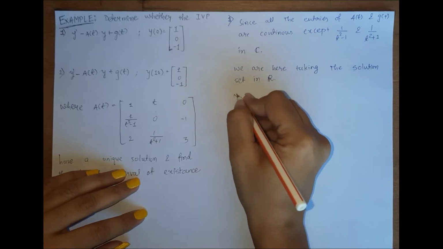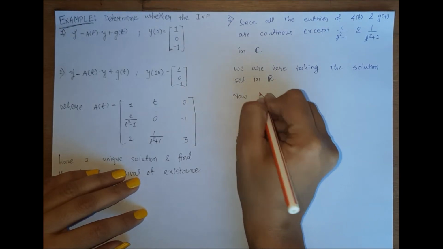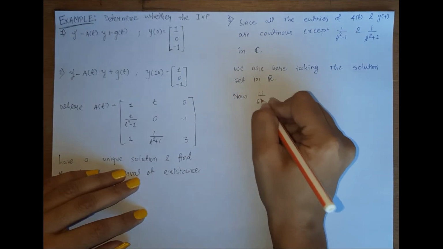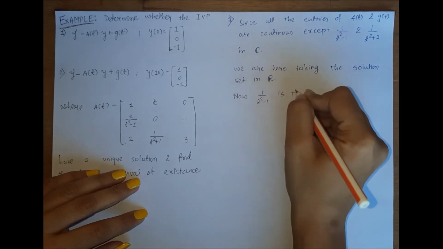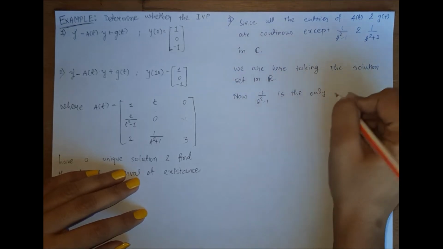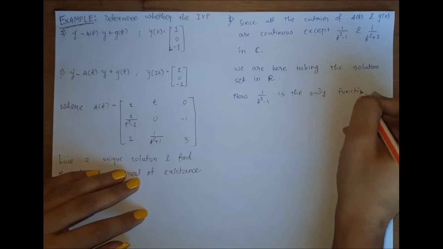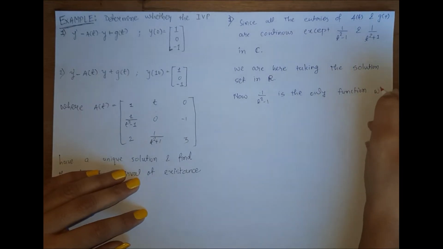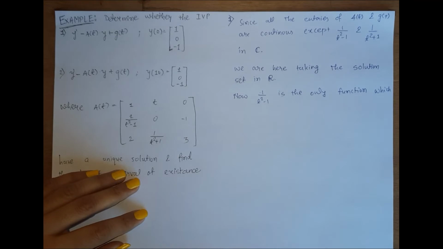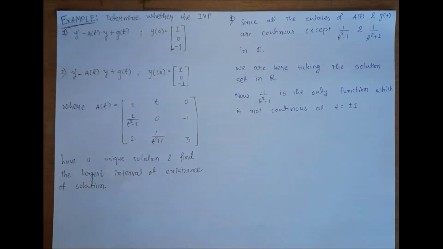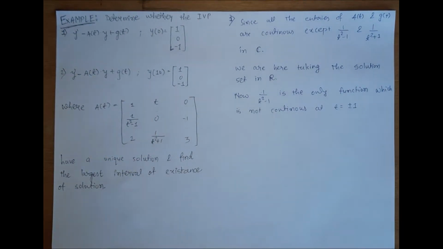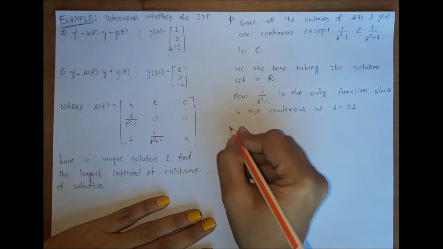So let us write that now, 1/(t^2 - 1) is the only function which is not continuous at t = plus or minus 1. So we have all the entries of A(t) and g(t) continuous on the set R minus {plus or minus 1}.